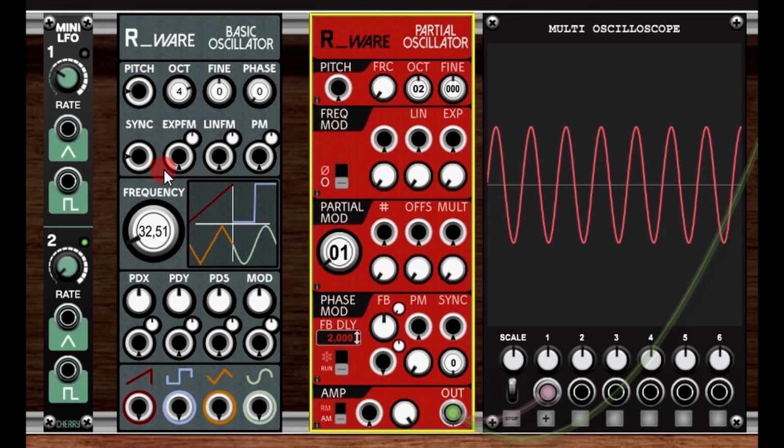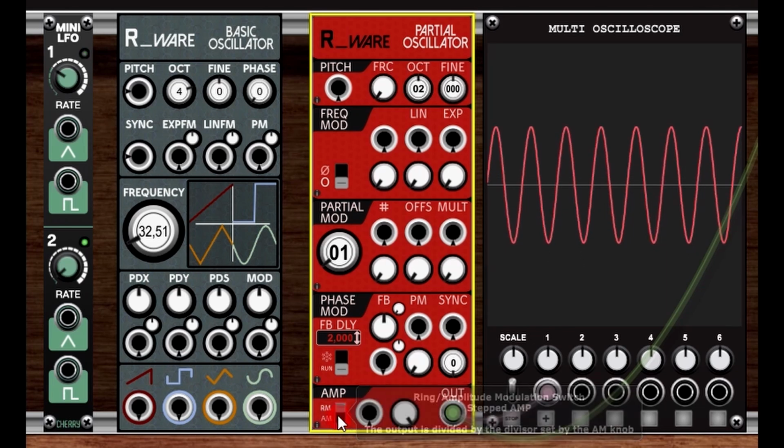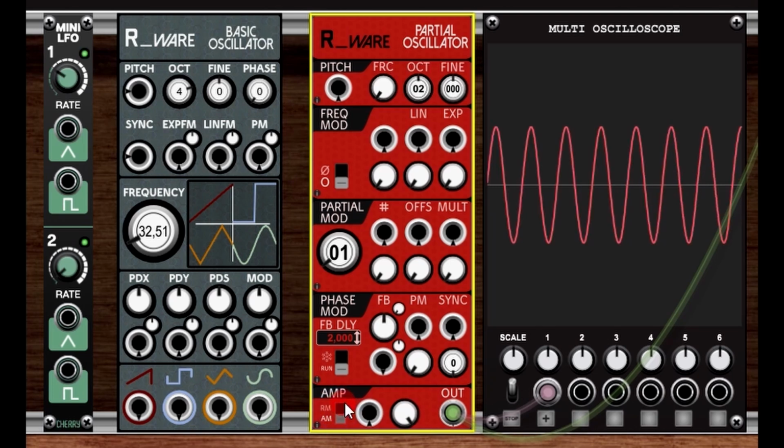A nice strangeness first. When we switch between the two modes, here AM and RM, amplitude modulation and ring modulation, the volume jumps back to 100%. So I reduce the volume, switch, and back to 100. Reduce the volume, switch and back to 100.